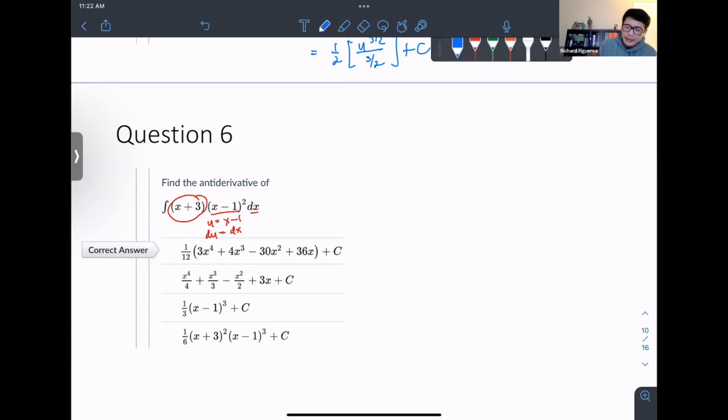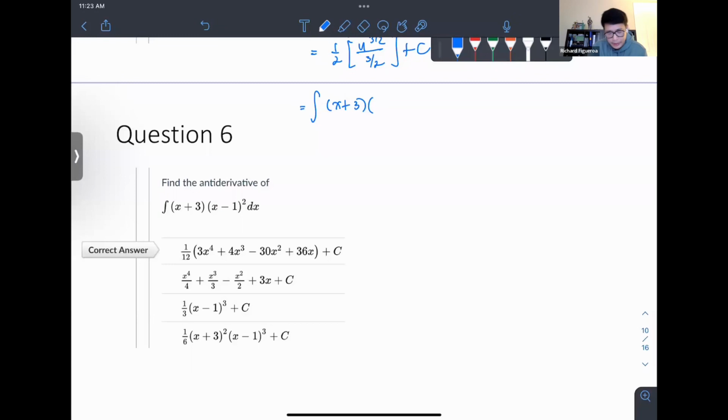So in those cases, this is what I keep on telling you: whenever there's an operation involved, try to perform the operation first. In this case, it's just x minus 1 raised to 2, so it will be easy to expand. We'll have x plus 3, then multiply it with x minus 1 squared.